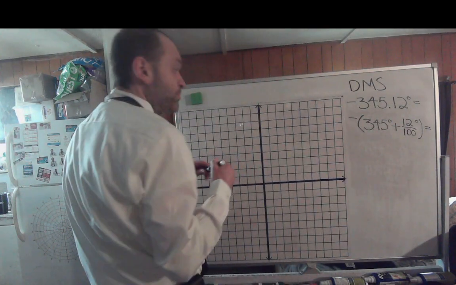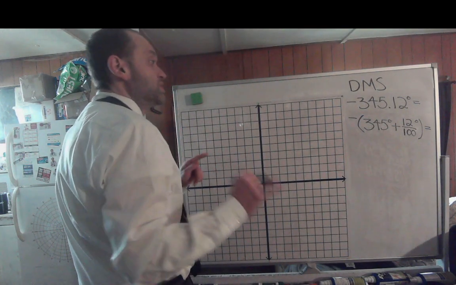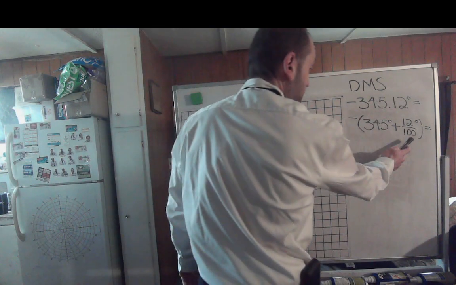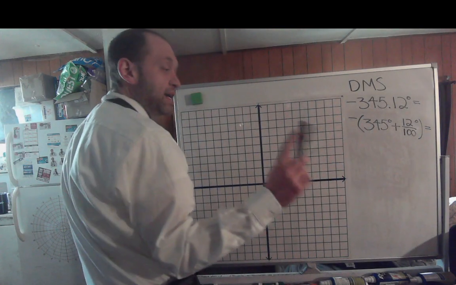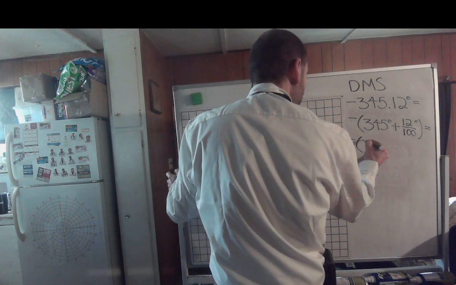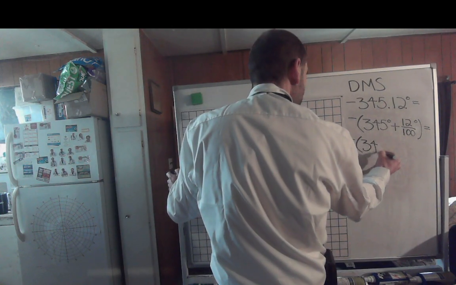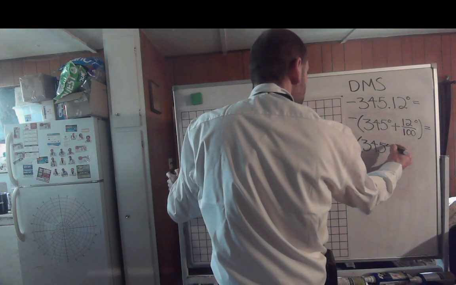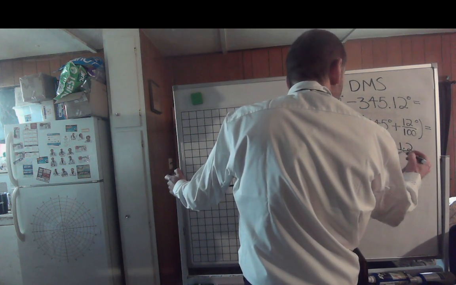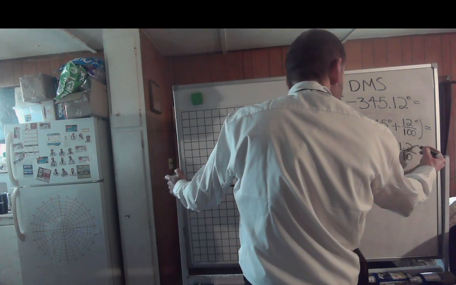Now, this is where it gets kind of hairy, because you want to first start with making this a denominator of 10. This is going to turn into negative of 345 degrees plus 1.2 out of 10 degrees.